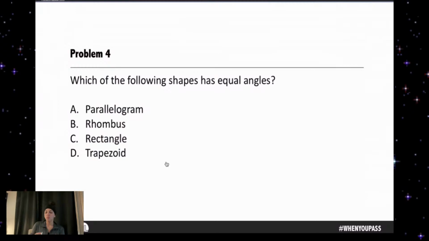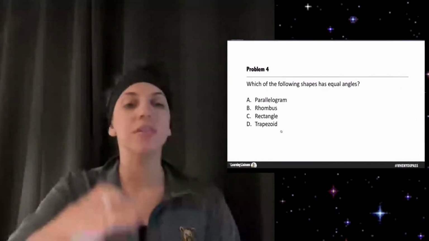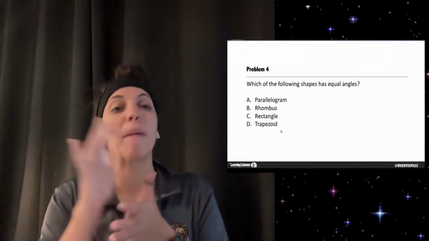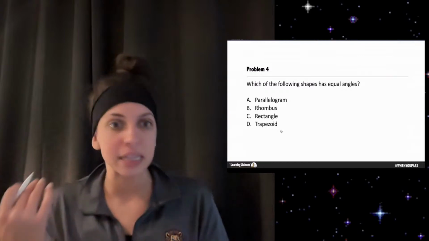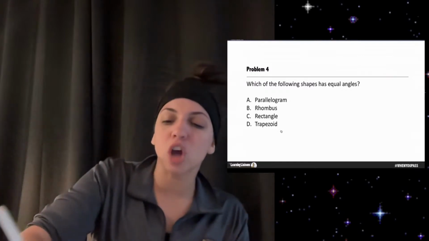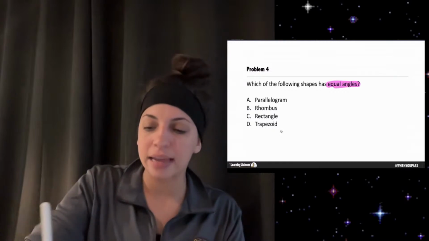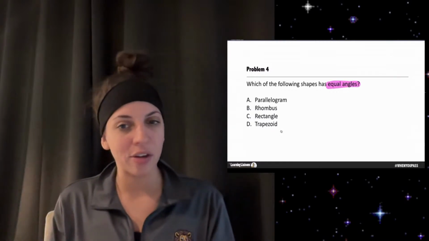So, when we're talking about equal angles, this is an interesting question because a lot of times when we're thinking about properties of shapes, we think about equal sides, parallel sides, and perpendicular sides, but we don't often talk about this idea of equal angles.